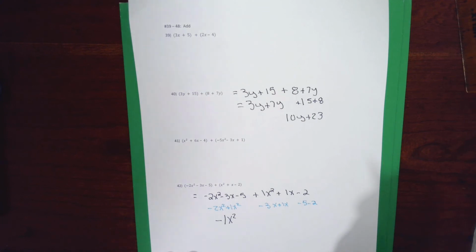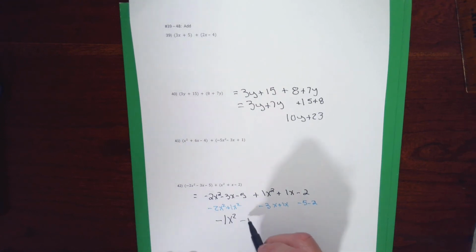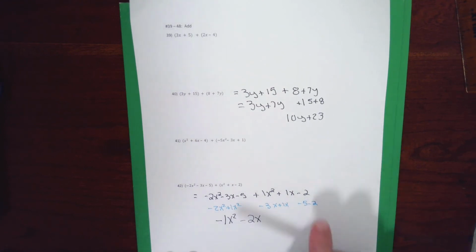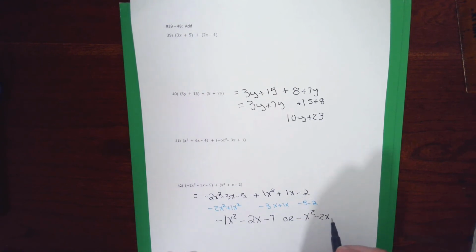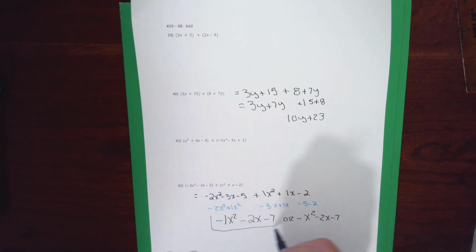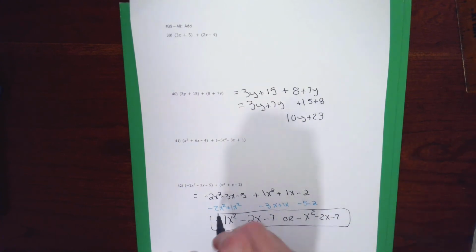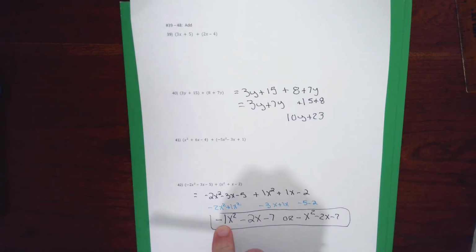I'm going to write that term first because it's the highest degree. In the middle terms, minus 3 plus 1 is minus 2. That's going to go in front of my x. And for my constants, both the numbers are negative. I'll keep them negative. So the answer that I would write for problem 42 would be one of these two. I like writing the negative 1 preceding the x squared.